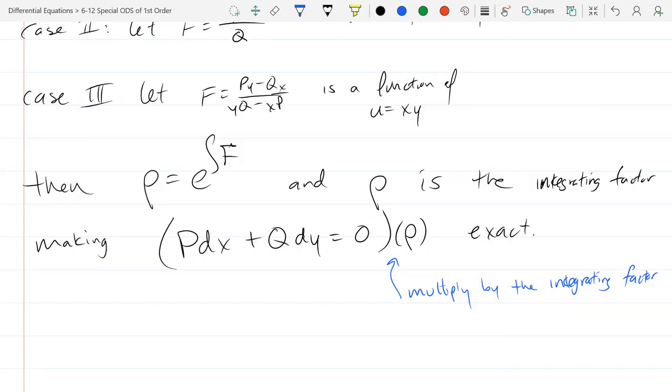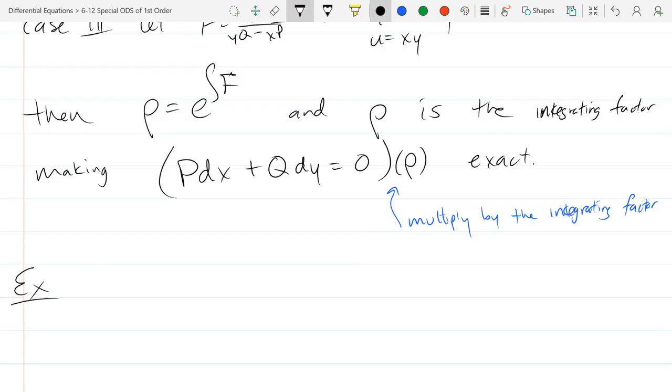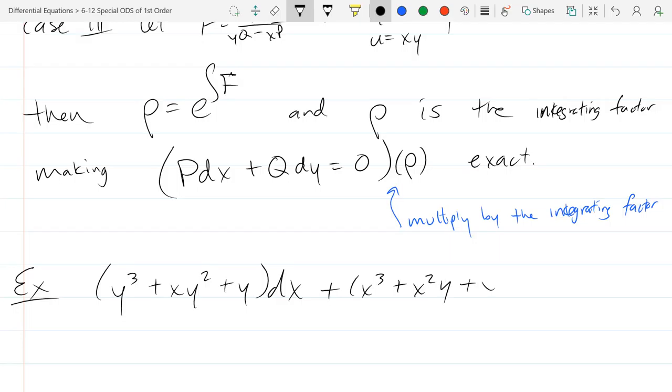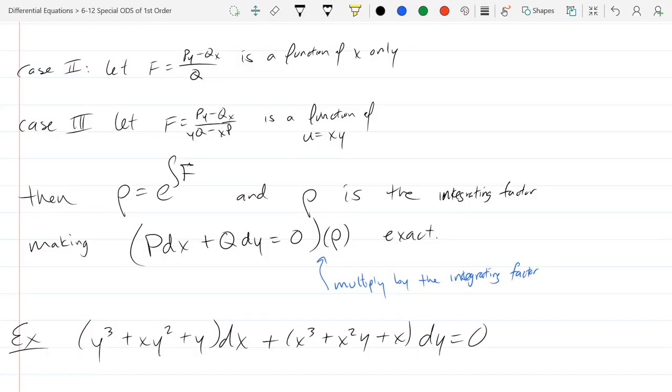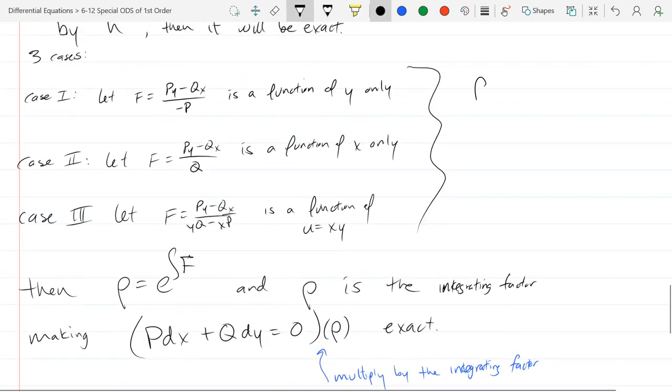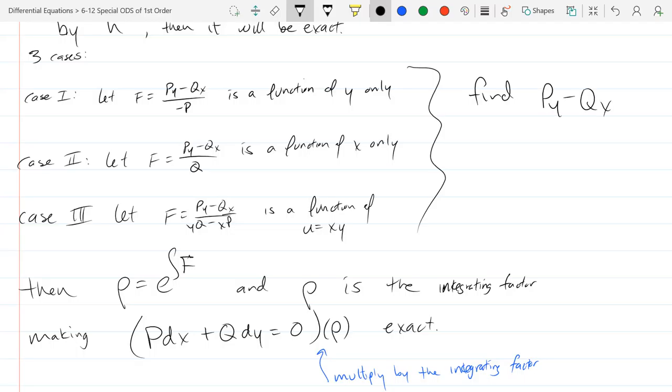So we're going to do two example problems from this section. (y cubed plus xy squared plus y) dx plus (x cubed, so x squared y plus x) dy equals 0. So how do we get started on this? No matter what, we have to compute py minus qx. That's why we wrote the three cases down all with py minus qx, so I only had to do that one time. So no matter what, find py minus qx first. So go ahead and do that step, and simplify it down.